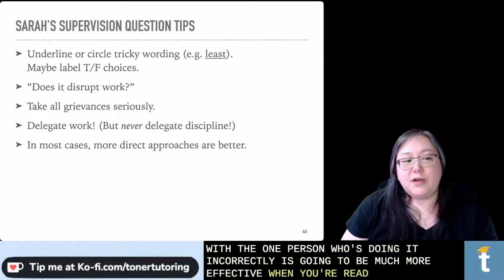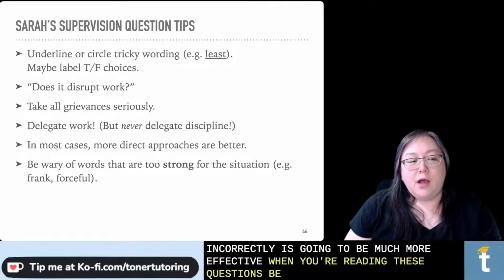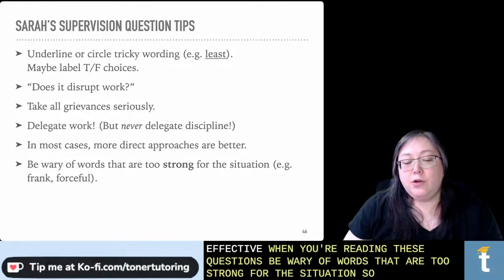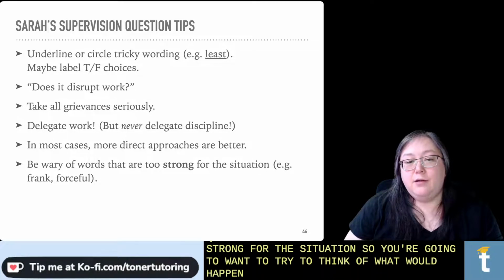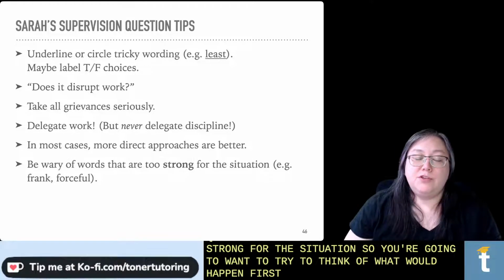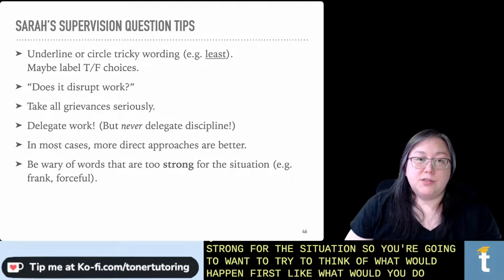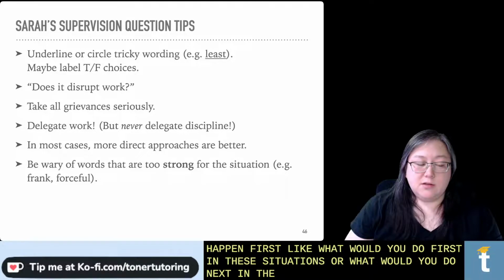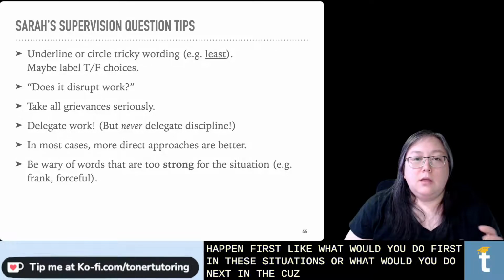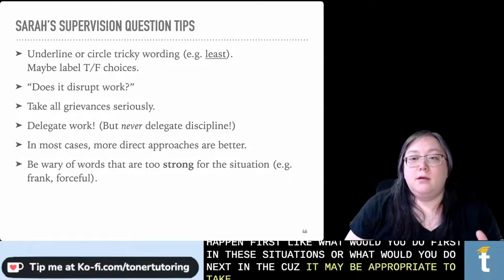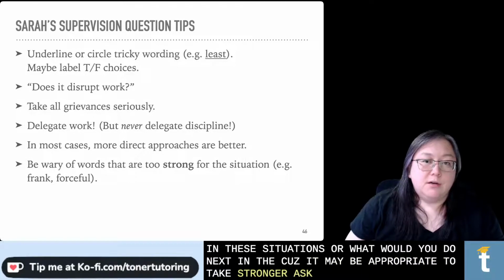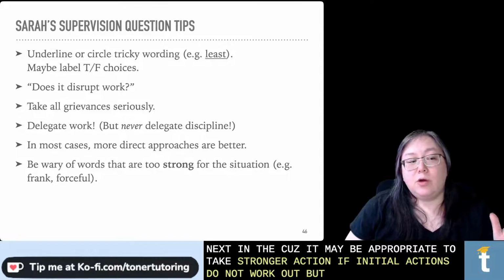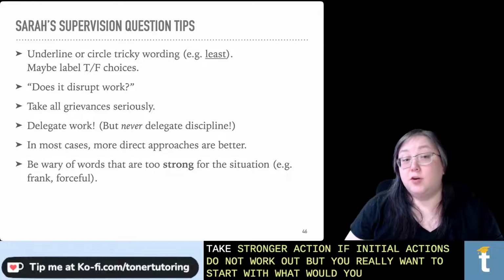When you're reading these questions, be wary of words that are too strong for the situation. So you're going to want to try to think of what would happen first. Like, what would you do first in these situations? Or what would you do next in the situation if something's already been done? Because it may be appropriate to take stronger action if initial actions do not work out, but you're going to want to start with what would you do first?